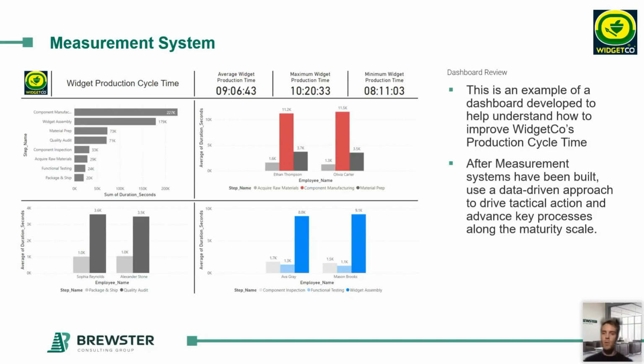So in this specific example, we can see that our average widget production time up at the top is 9 hours, 6 minutes, and 43 seconds. We can also see that component manufacturing and widget assembly time on the top left takes significantly longer than any of the other components of the process. Now, that may be because of the operation itself, but it also could be illuminating an opportunity for waste reduction or improvement in the time that it takes to have the components manufactured and assemble the widgets.